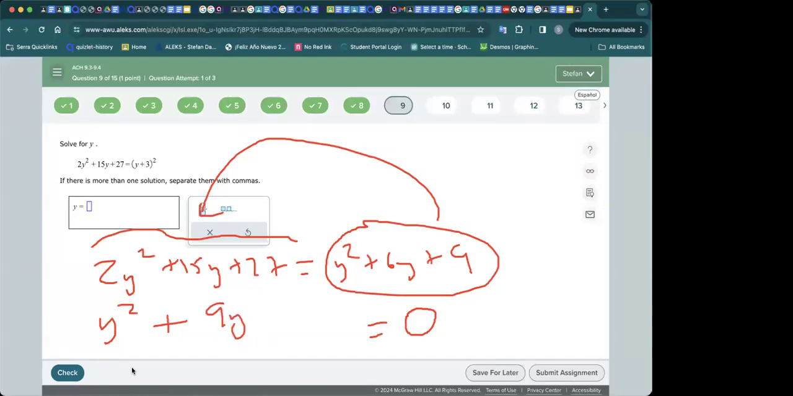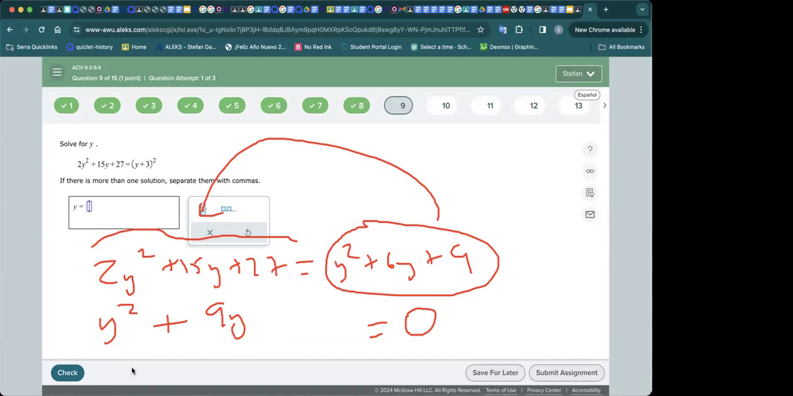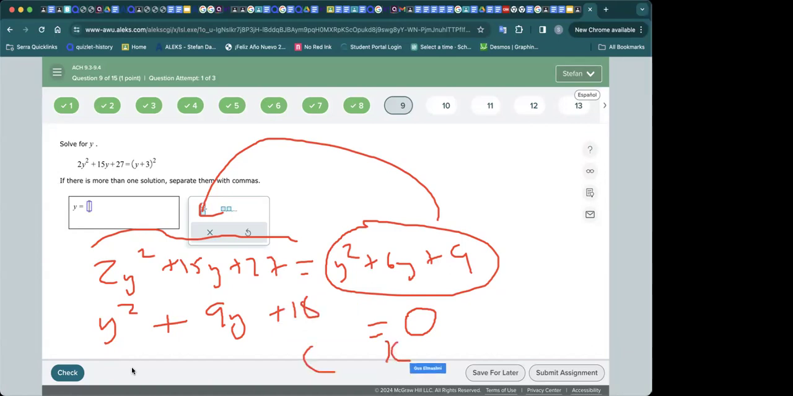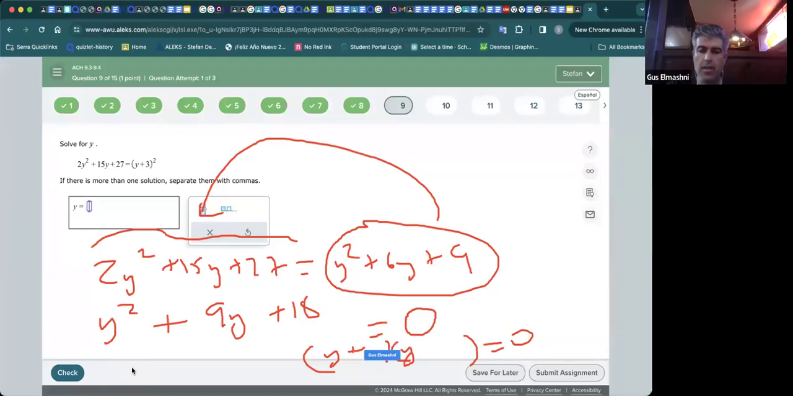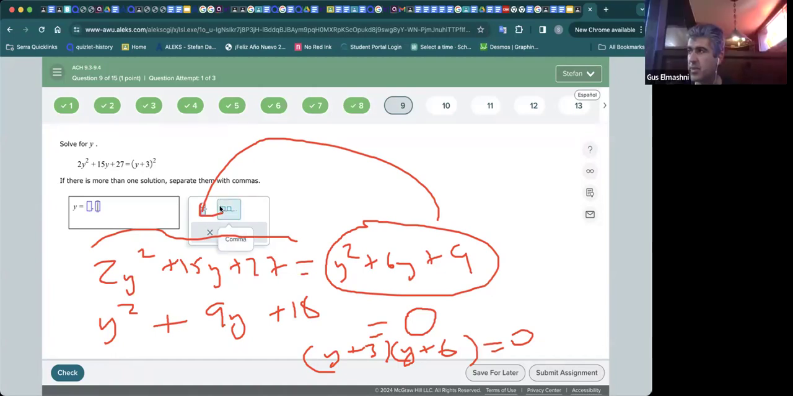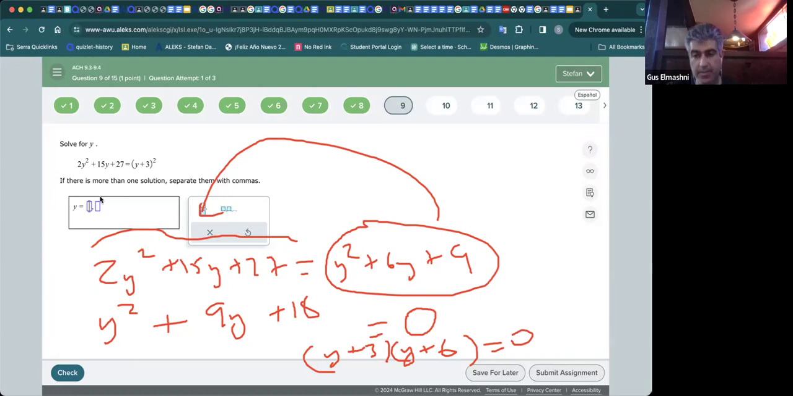9y², or 27 minus 9. 18. Good. Okay, now factor it. Y plus 3 and y plus 6. Good. What are your answers? Well, -6 and -3.